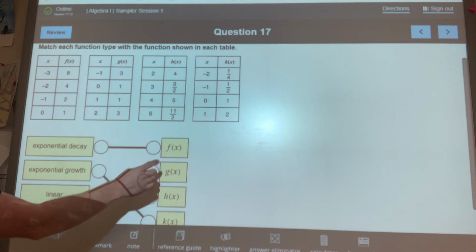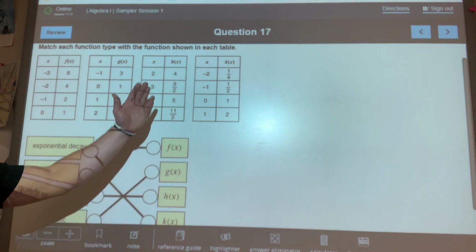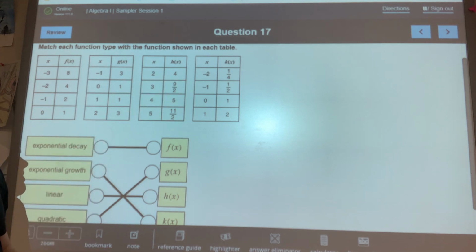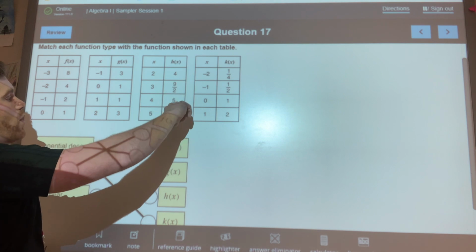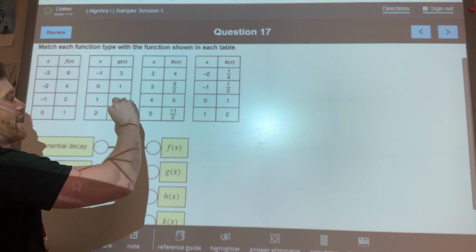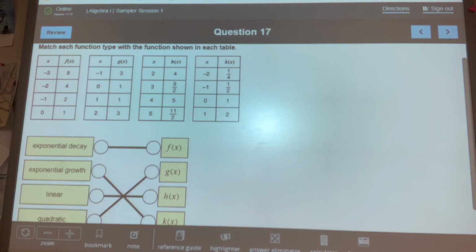Let's see if I can do this. The final one, h of x, is going to be linear because the slope is the same. So again, to find slope, I find the difference of each of my y's, divide it by the difference of my x's. So I have the same slope there.